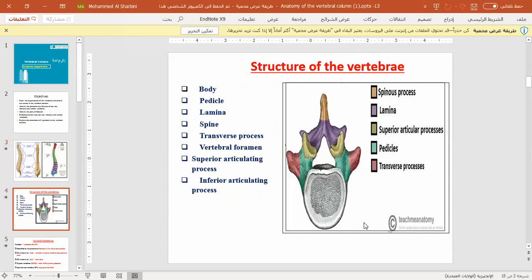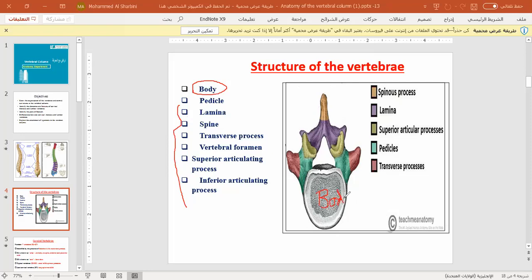This is the structure of the general vertebra. All the vertebrae have specific features like that. So what is the specific feature of the vertebra? The vertebra is formed from a body and 7 processes. This is the body of the vertebra.